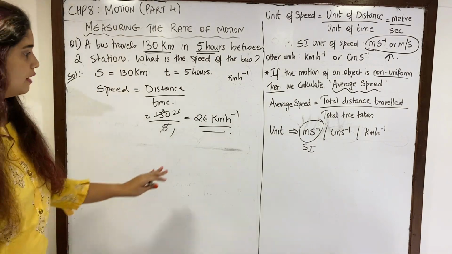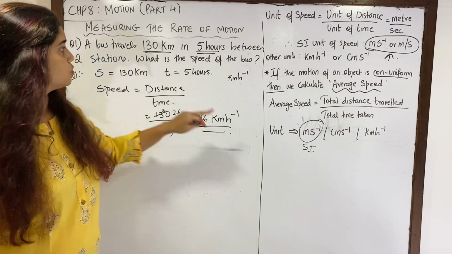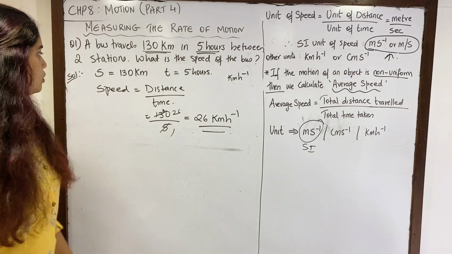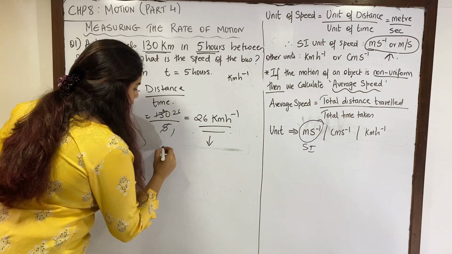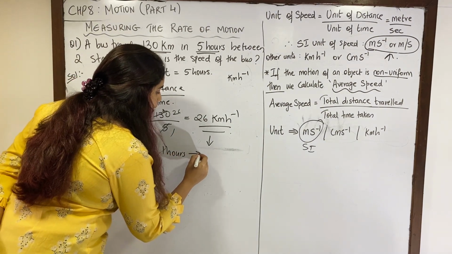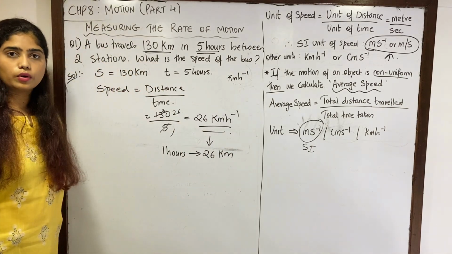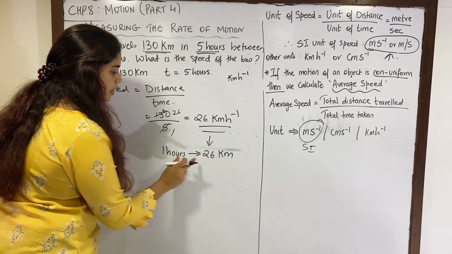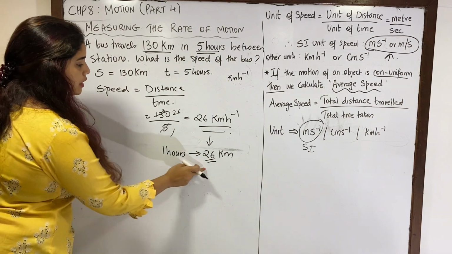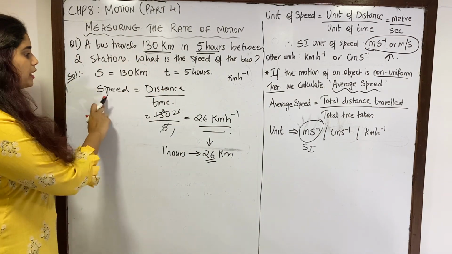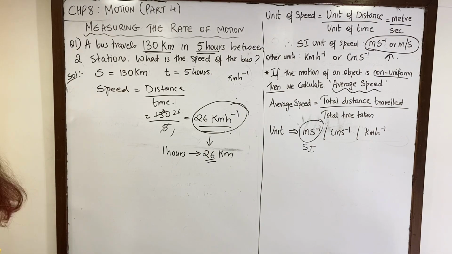So the bus is going to travel with a speed of 26 kilometers per hour to cover a distance of 130 kilometers, okay. So now what is this 26 kilometers per hour? 26 kilometers per hour means that in 1 hour the bus is traveling 26 kilometers, okay. So the bus takes 1 hour and it covers 26 kilometers in this 1 hour, okay. So if you add 5 hours, then you are going to get a total of 130 kilometers. So the speed with which the bus is traveling is 26 kilometers per hour, okay. So this was the formula of speed.